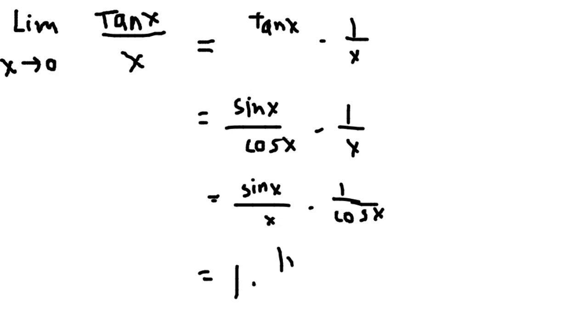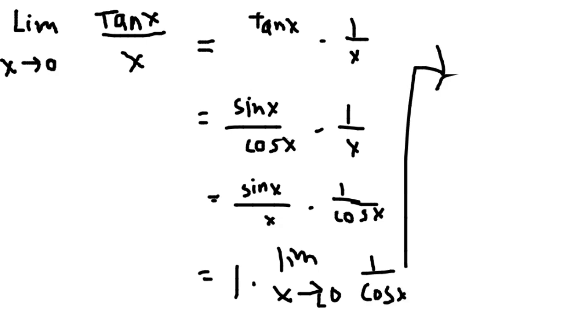Okay, so this is going to be 1, and if we plug in the limit as x approaches 0 here, we're going to replace x with 0. Cosine 0 is just 1. So what we need here is the product of 1 times 1. That's going to be 1. So this is the answer.